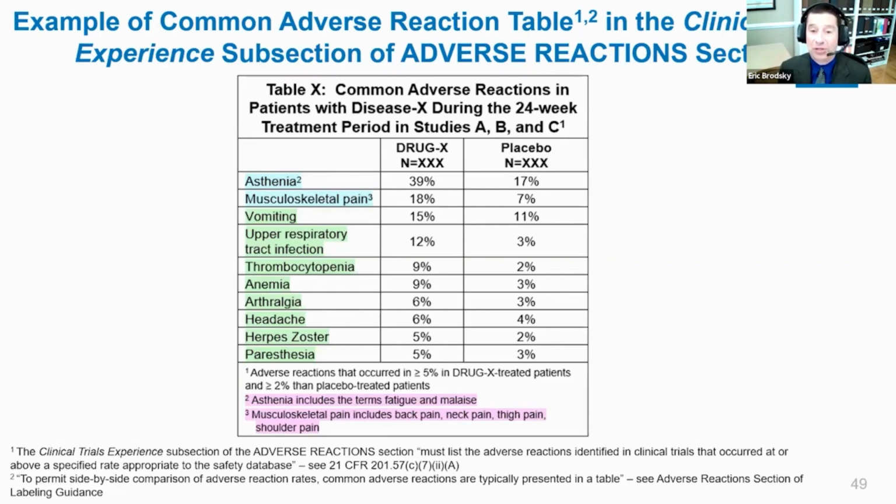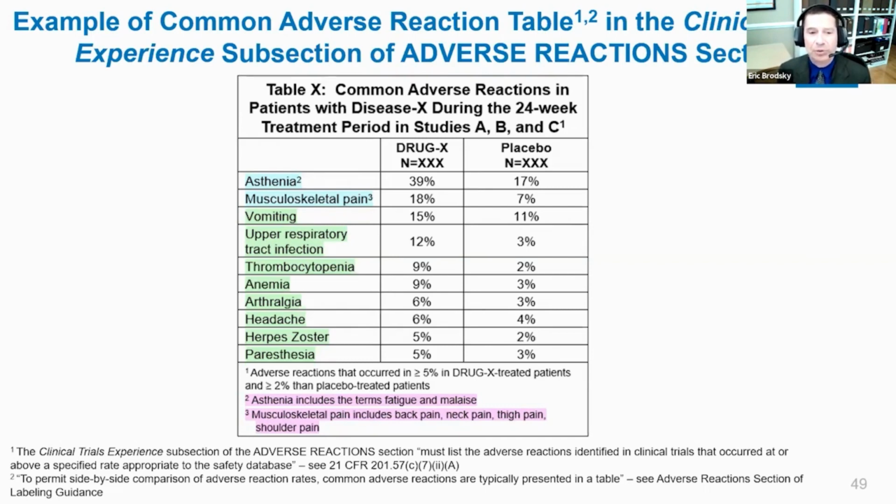So as you know, we have the table title, obviously very important to include what it's including, the patient population, the duration, the study. Sometimes when I review labeling, I add these items. So it's really important when you're developing labeling to think about all of these elements.